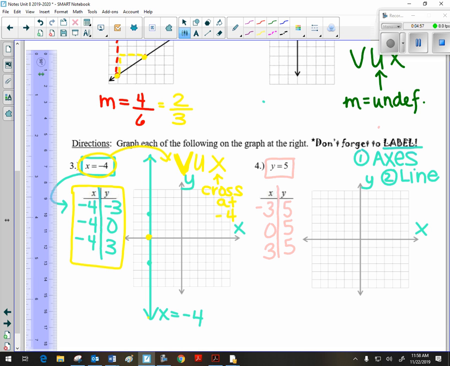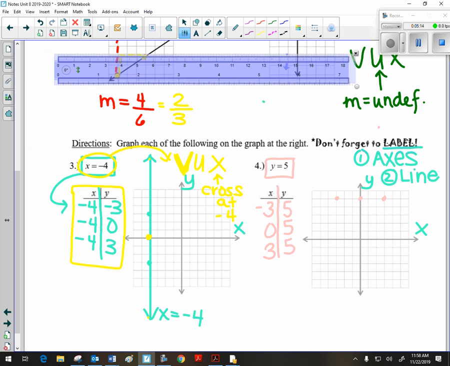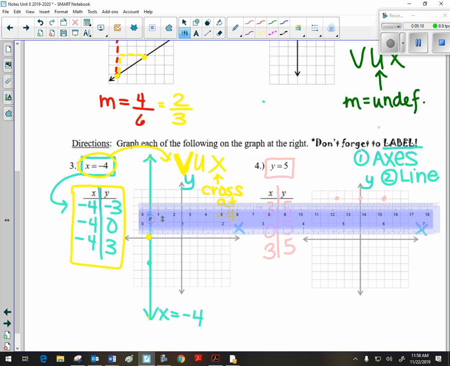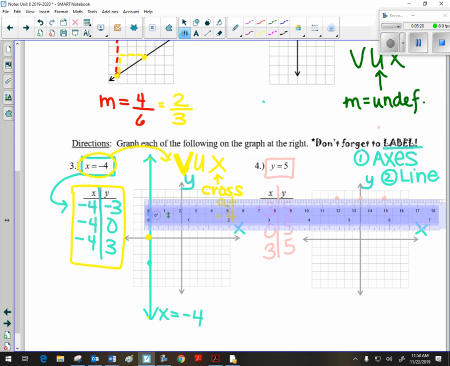When I get to this point, it's just a matter of plotting those points. I have negative 3, 5, 0, 5, and 3, 5. And I know that when I go to connect them with my ruler, I'm going to be drawing a line that's horizontal. So I'm just going to take my ruler here, make it horizontal, line it up on here, and draw that line.